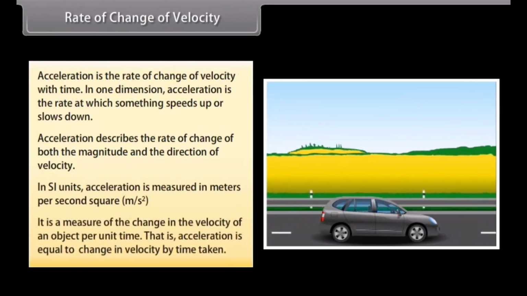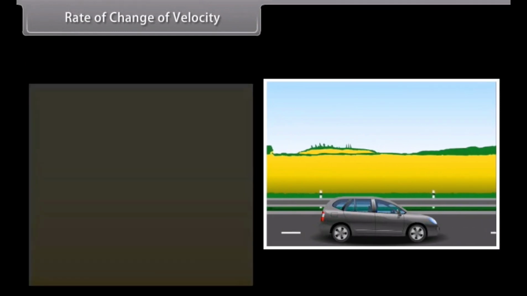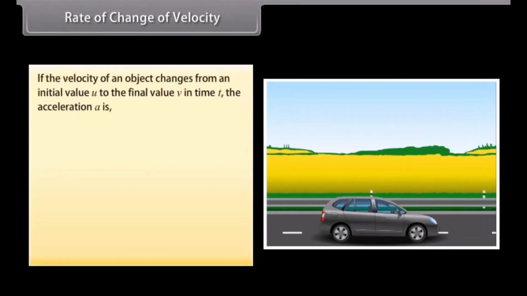It is a measure of the change in the velocity of an object per unit time. That is, acceleration is equal to change in velocity by time taken. If the velocity of an object changes from an initial value u to the final value v in time t, the acceleration a is (v minus u) upon t.